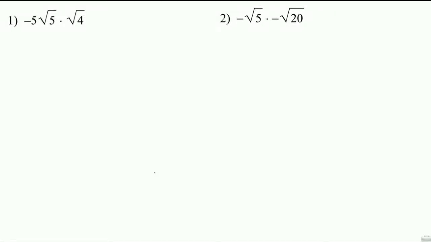We're going to go over these questions from the 7.4 to 7.5 quiz review. We have multiplication of radicals and dividing radicals. So we will start with this number one.